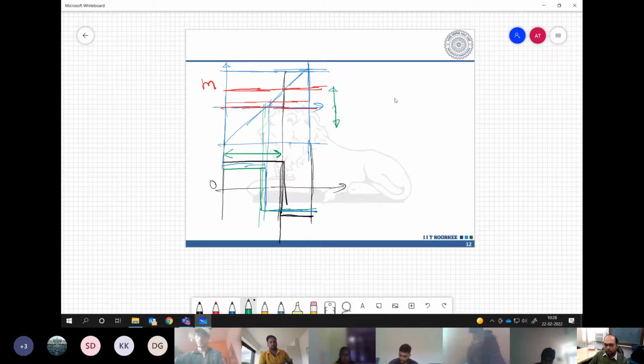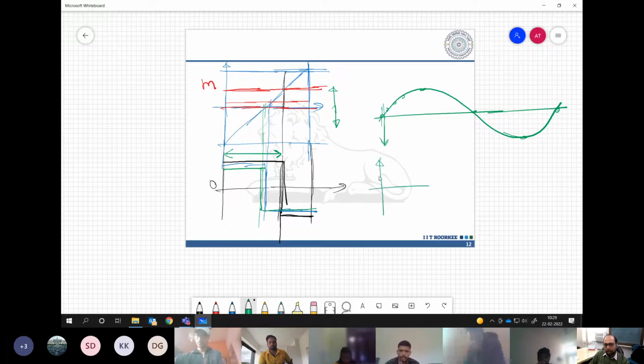Now, in one cycle, our modulating signal changes its value from 0 to some peak value, then comes back to 0, then goes to the negative peak and comes back to 0. This is how the sinusoidal modulating signal typically is. So we can expect that if you see the PWM voltage near the zero crossing, it should have equal width, a negative here and a positive here of equal width.